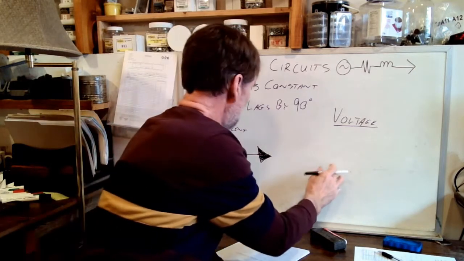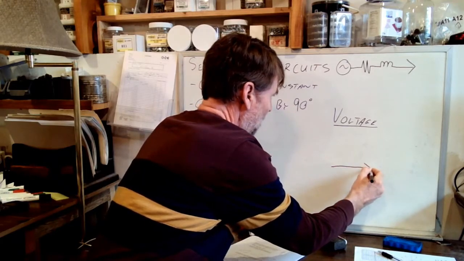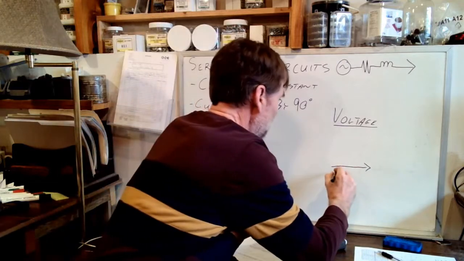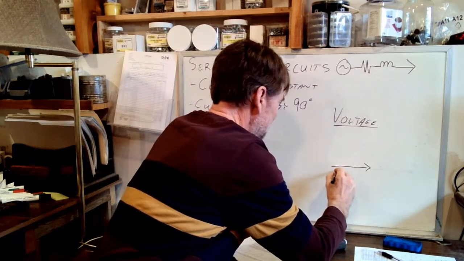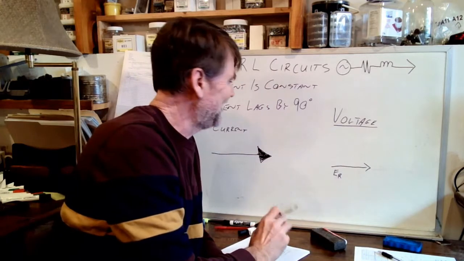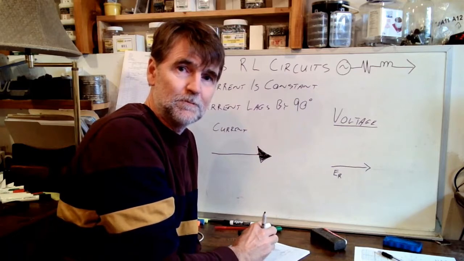So I'm going to draw a voltage vector also at 0 degrees, and I'm going to call this ER. ER is the voltage dropped across the resistor.